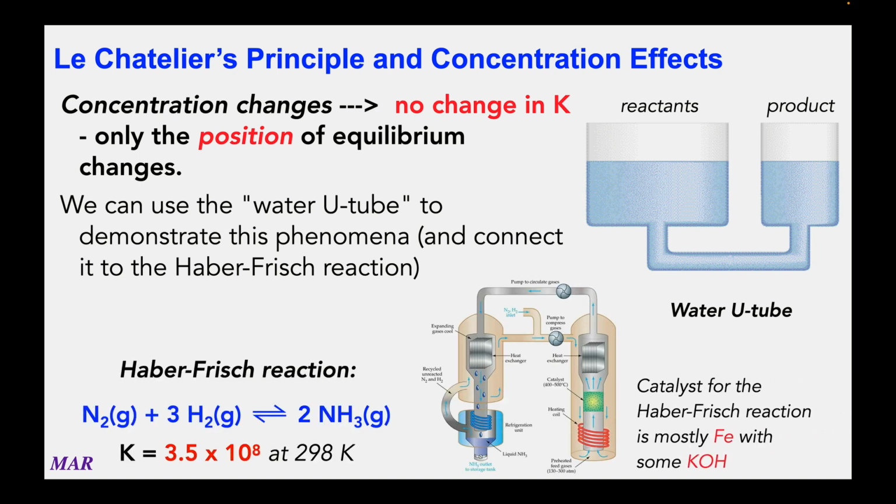This is how they made ammonia during World War I, kept Germany in the war longer, which isn't always the best. But anyway, this is a very product-favored equilibrium, 3.5 times 10 to the 8th at room temperature. But more importantly, notice how there are 4 moles of reactant. You've got 1 mole of N2 and 3 moles of H2, 4 moles total, making 2 moles NH3. And if you use your imagination there in the water U-tube, the reactant side looks about twice as big as the product side. So that's kind of the idea here, and we'll see then how the equilibrium is affected as we change different values of concentration.